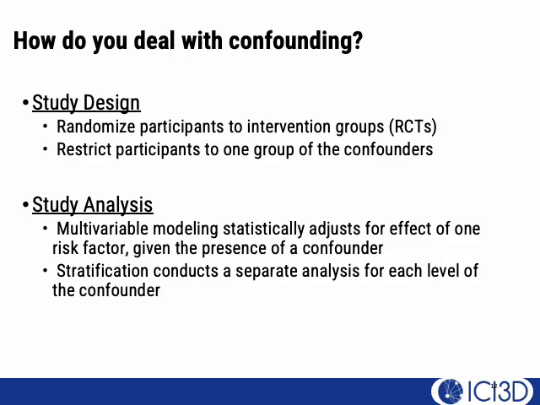How do we deal with confounding? We randomize participants to intervention groups to make sure that our intervention and control groups are similarly representative of all known confounding factors. Or we can restrict participants to only one group of the confounders. For example, only enroll adults in the previous example. We can also deal with confounding through our study analysis by doing multivariable modeling that statistically adjusts for the effect of one risk factor given the presence of a confounder. We can also do stratification during study analysis and conduct separate analyses for each level of the confounder.